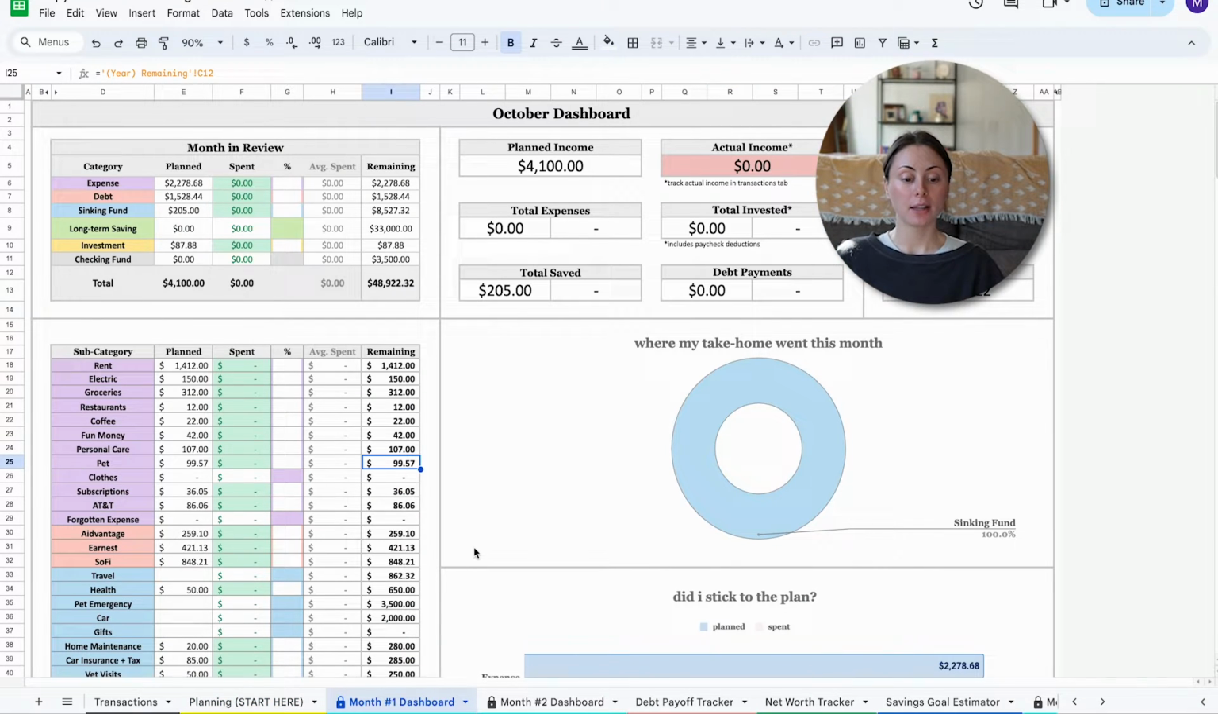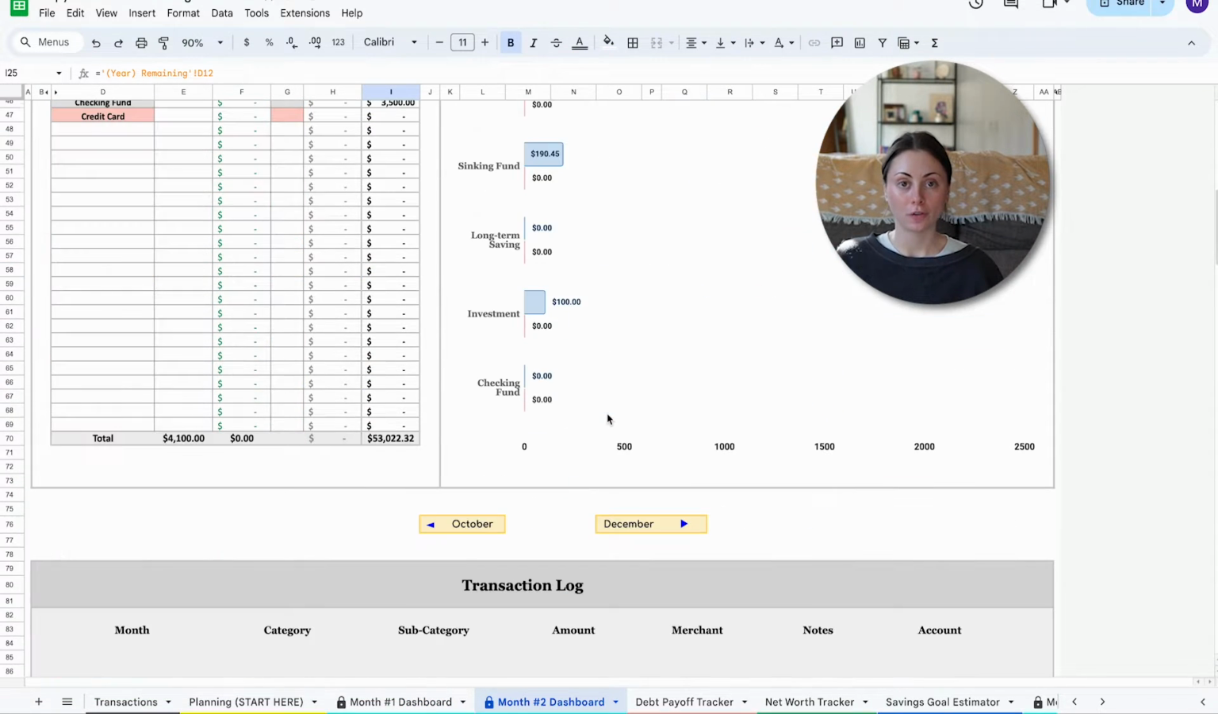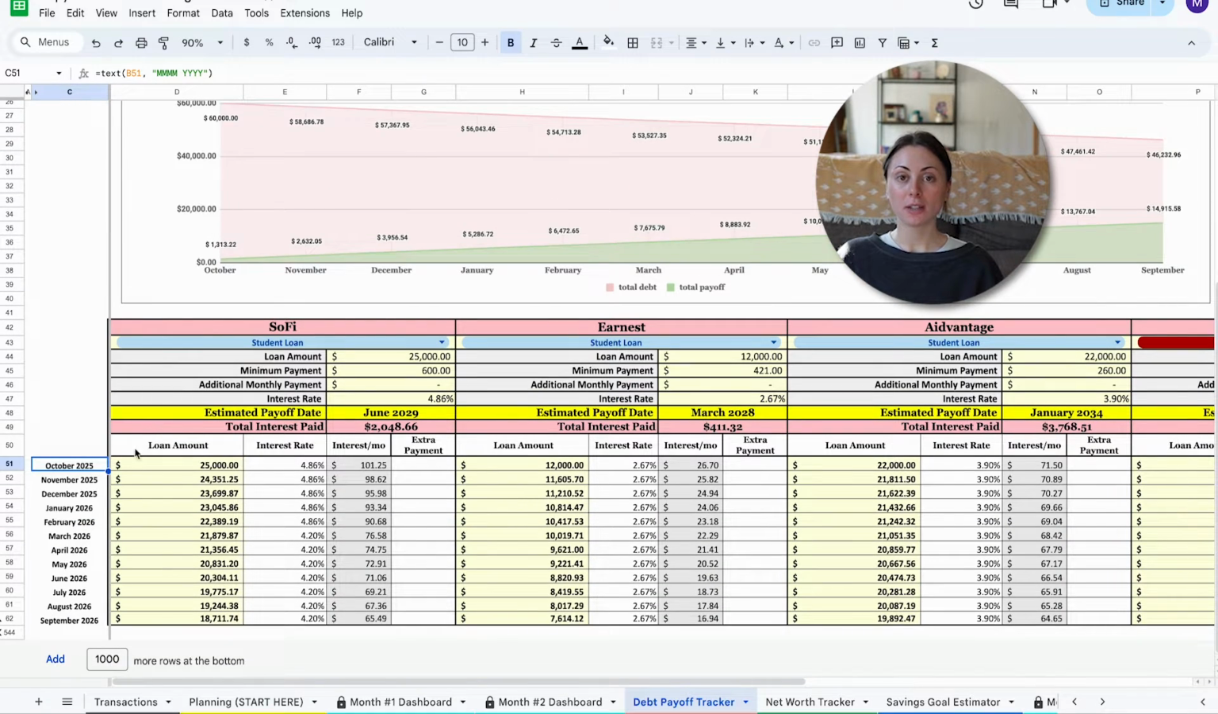Go into month 1, and this is the first monthly dashboard. So it's going to say October. And when you go down, you'll see the next month here is November. So you can go into month 2, and that is your November dashboard. And this is the same for your debt payoff tracker. If you go down here, it's starting in October as well.